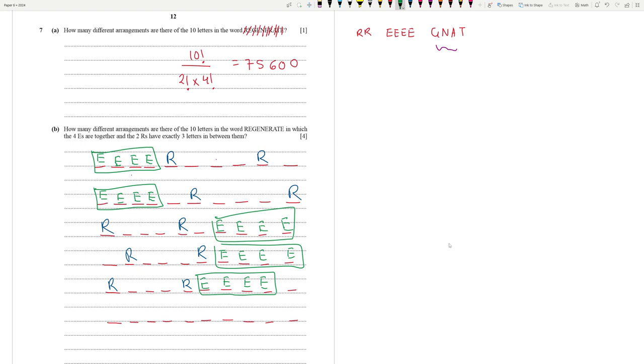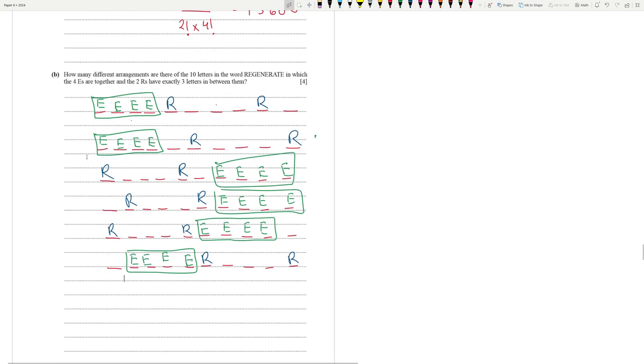And similarly, we can apply it over here as well. Like, check this. I can keep these R's over here, R over here, 1 2 3 R over here. I could keep the 4 E's here and then another gap. So actually there are 6 distinct scenarios like this.